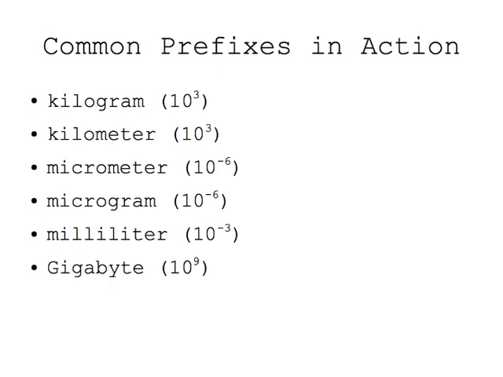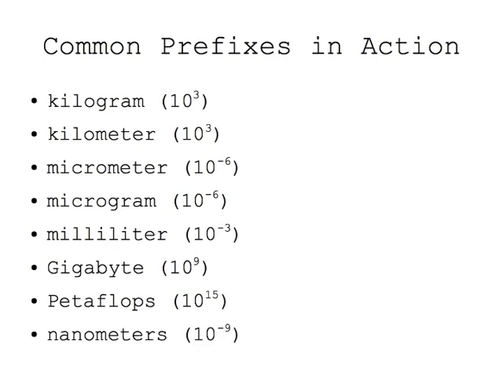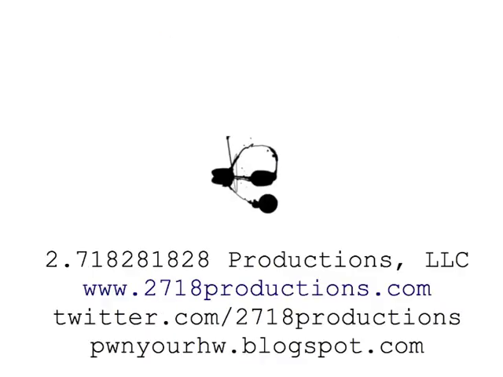the gigabyte, or 1 billion, that is 10 to the 9th bytes, the petaflop, or 10 to the 15th flops. This is computer jargon for floating point operations. And finally, the nanometer at 10 to the minus 9th meters. Well, that's going to do it for our review of the powers of 10.